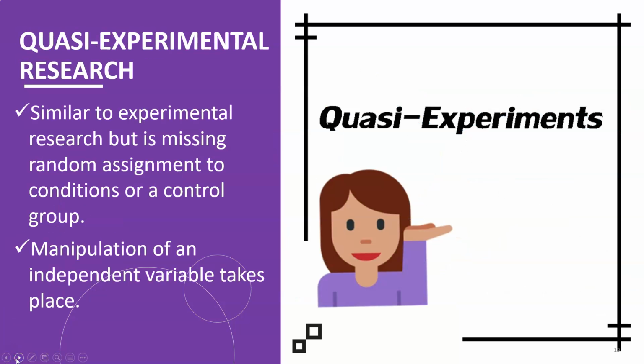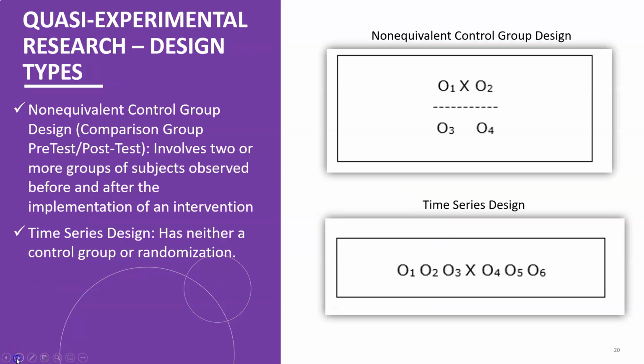Now, next we have quasi-experimental research. That's very similar to experimental research, but it's missing random assignment to conditions, or it's missing a control group. And some people call this quasi-experimental research. If you're a purist with experimental research, you're not real happy about quasi, except it can be very good, and we can control in other ways by using certain statistics for the things that are missing, like the random assignment or the control group. What happens definitely is a manipulation of an independent variable.